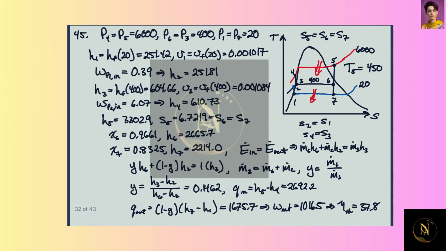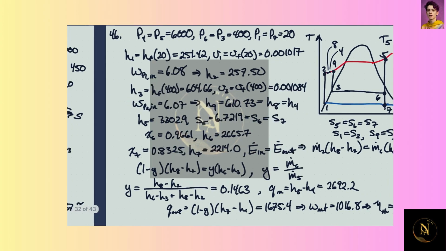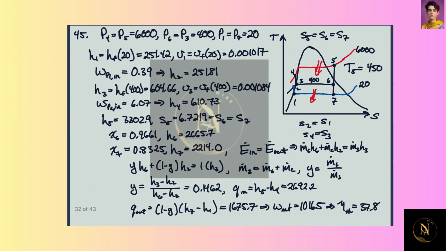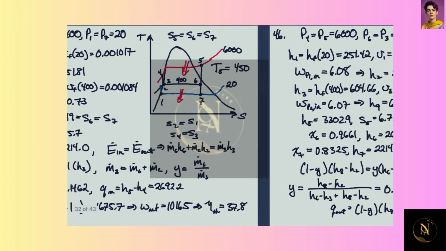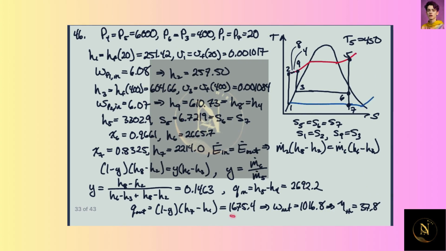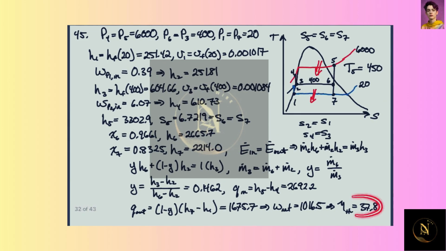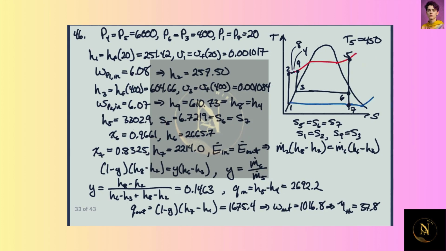And in the previous problem, we had 37.8%. Now, it's slightly different because you can see here, this is slightly different. Each of these values are very slightly different. So if we kept another decimal point there, we might see a difference in these efficiencies. But in this case, they're very, very similar.